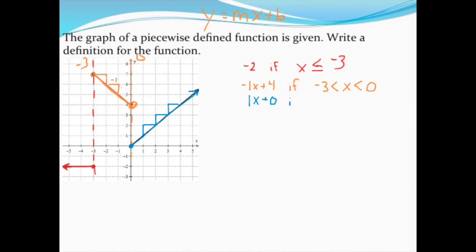I need my if part though. So where does this graph exist? Where does it behave like this? Well, only if I pick an x value that's greater than or equal to 0, because the graph exists to the right of that stuff.